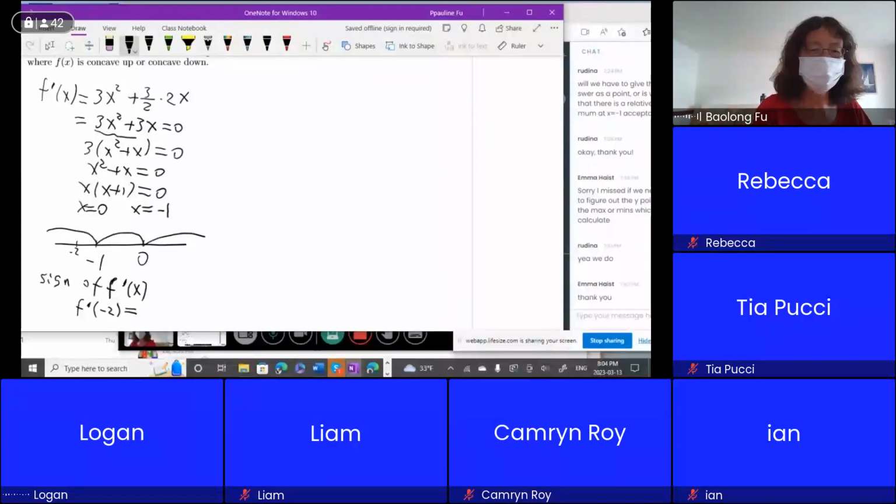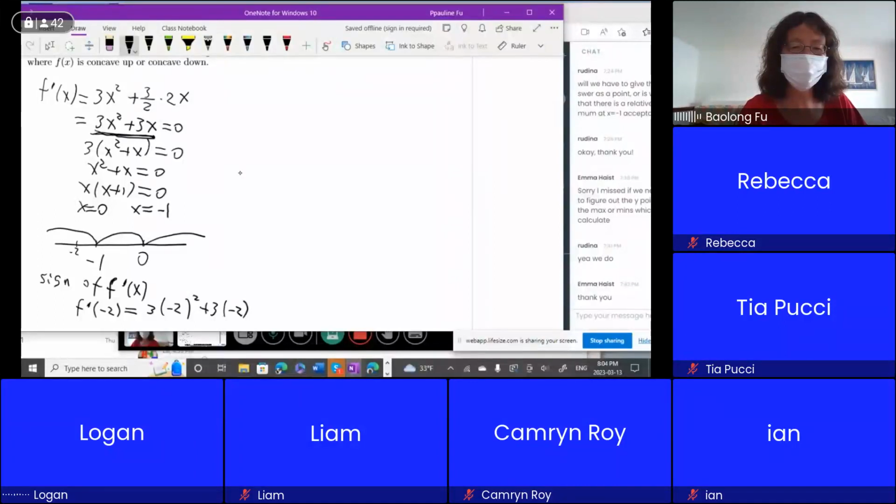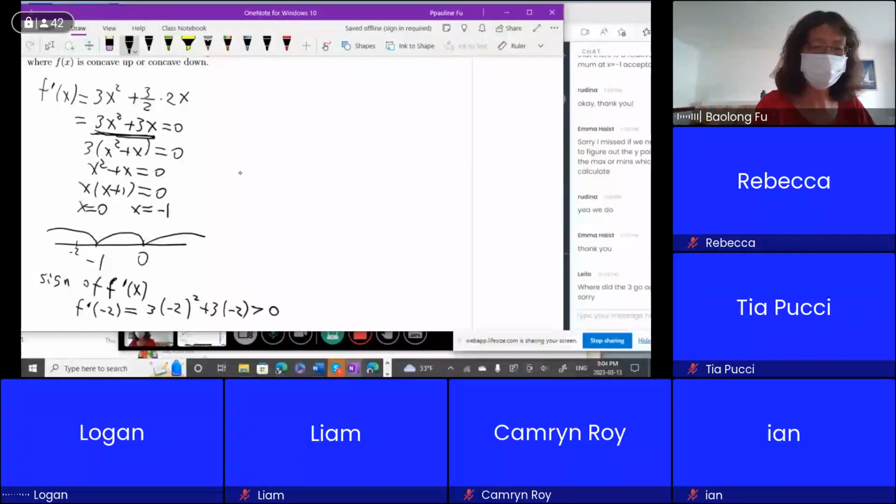So this is the first derivative: 3 times (-2) squared plus 3 times (-2). You only care about whether it is positive or negative. So this is a positive number. The derivative here is positive.